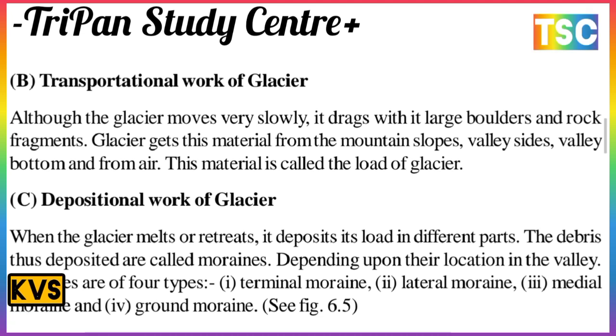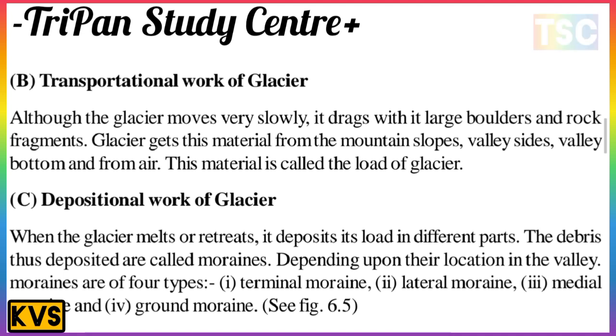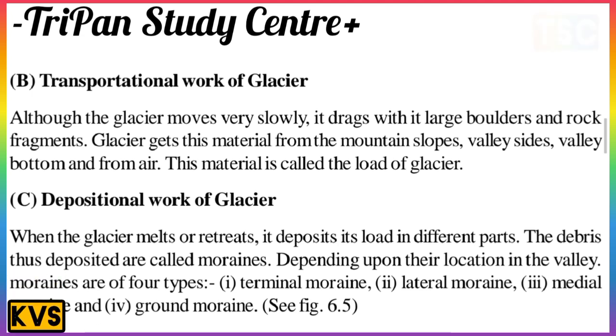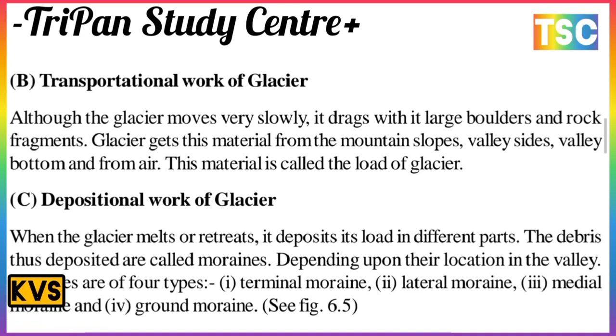Next is the depositional work of the glacier. When the glacier melts or retreats, it deposits its load in different parts. The debris thus deposited is called moraines. Depending upon the location in the valley, there are four types of moraines: terminal moraines, lateral moraines, middle moraines, and ground moraines.